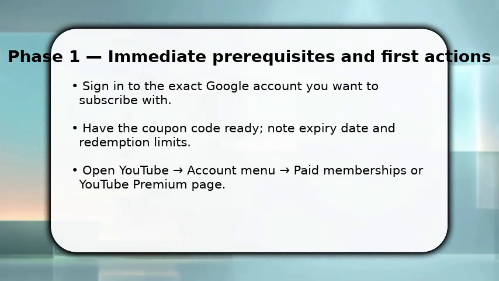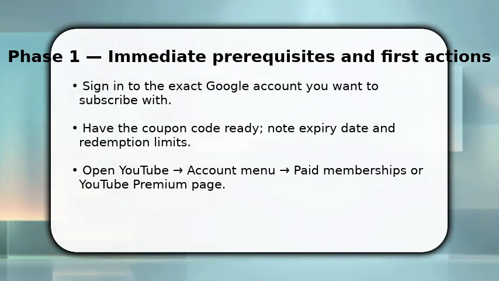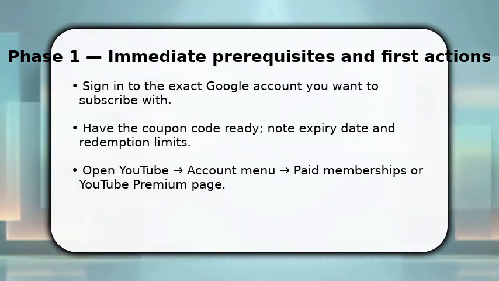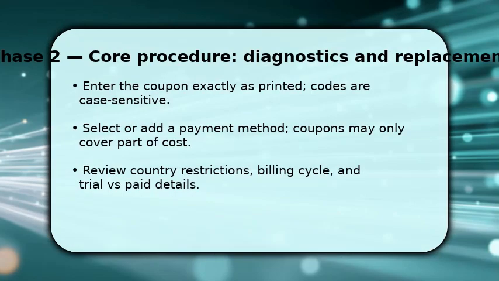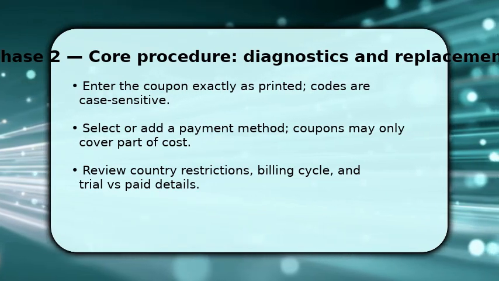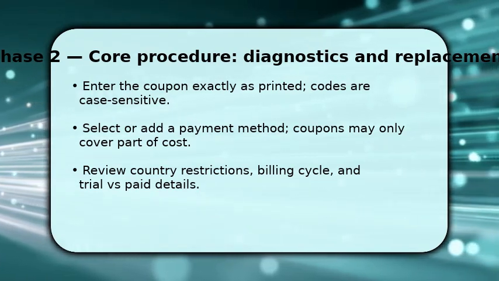Select the premium offer you want. Do not skip confirmation of account and code details. Once you reach the offer, click the Redeem or Enter Code field to begin applying the coupon. Now enter the coupon exactly as shown, case and characters matter, then press Apply.